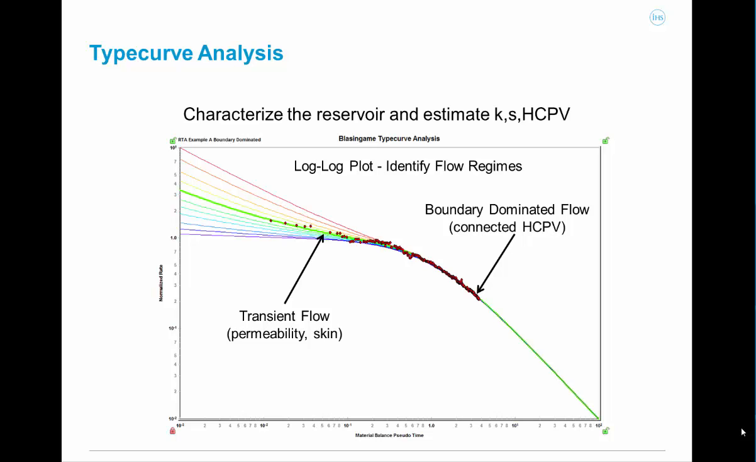Also important is the qualitative interpretation, where you can distinguish, say, between transient and boundary dominated flow. Because until we get to boundary dominated flow, we do not really know the total contacted pore volume, and hence we don't really have confidence in what the recoverable reserves could be or a long-term forecast. What is also important is the diagnostics that we can get out of these type curves, which we'll move on to shortly.